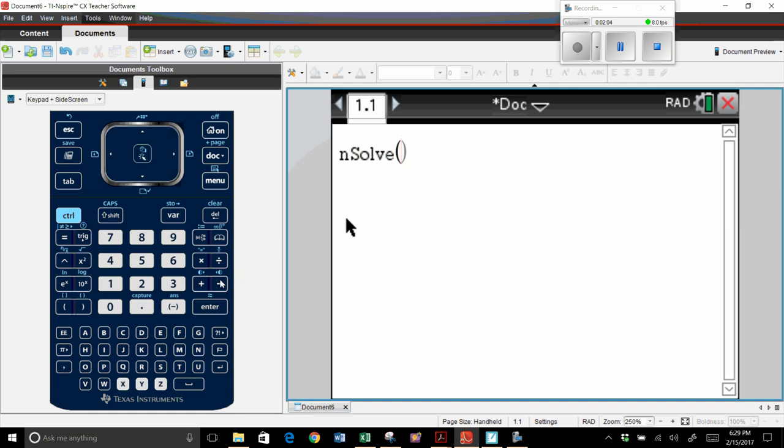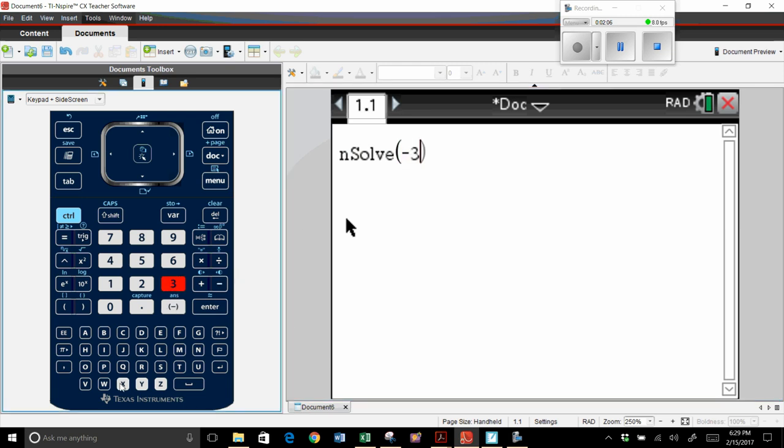So it was negative 3x plus 10 equals 5x minus 8. Okay, let's double check that. Negative 3x plus 10 equals 5x minus 8. Okay, perfect. Now that I have my equation, I have to tell the calculator I want the answer to the x. So I click on comma to show that that's the end of my problem, and then I want the answer to the x. So we press enter.